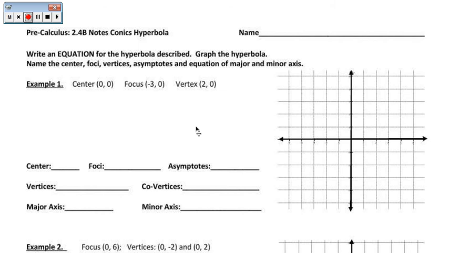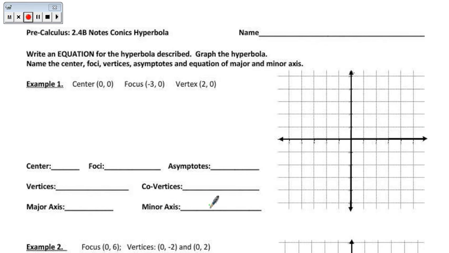Okay, today we're going to continue our lesson on conics. This will be the last one for this unit, so it's going to be 2.4b. We're going to continue our study of hyperbolas. This time we're going to give you pieces and parts, and you're going to have to come up with a graph and then fill in all these pieces and parts down here.